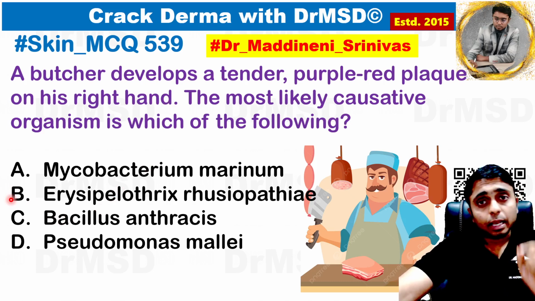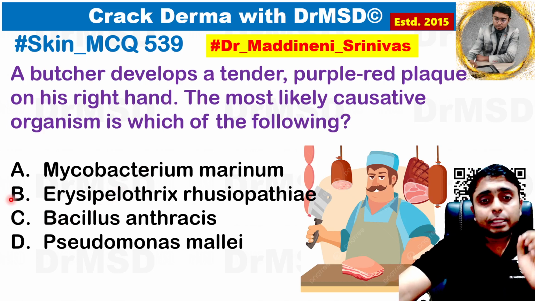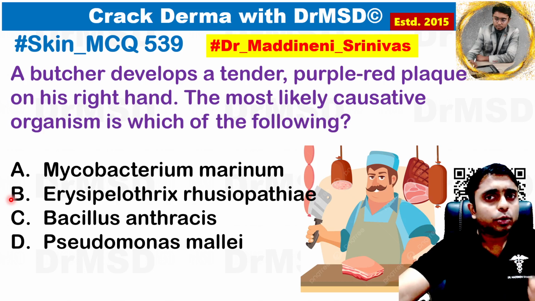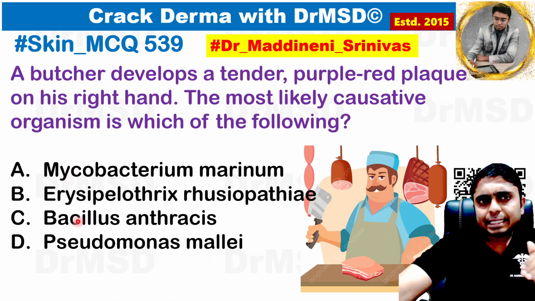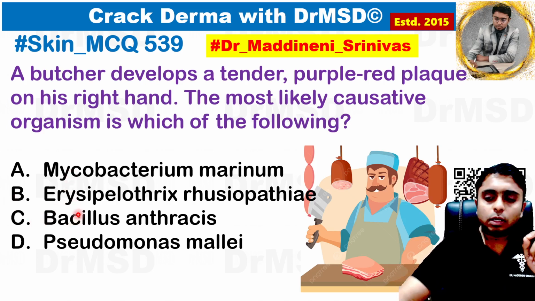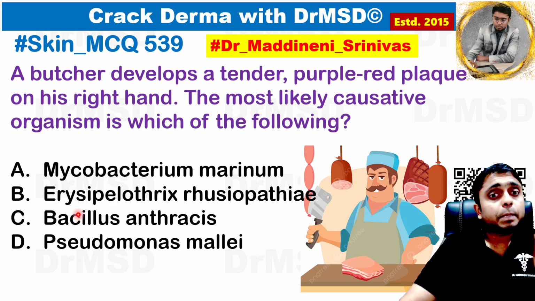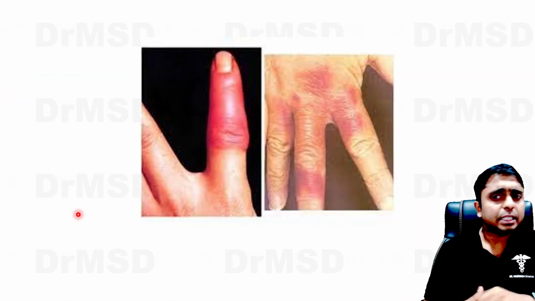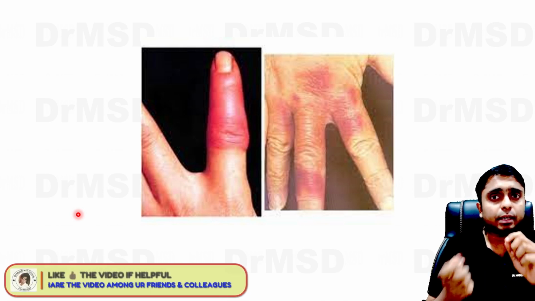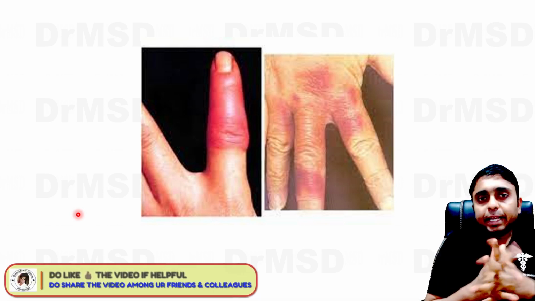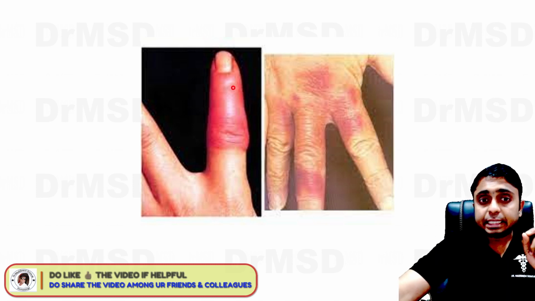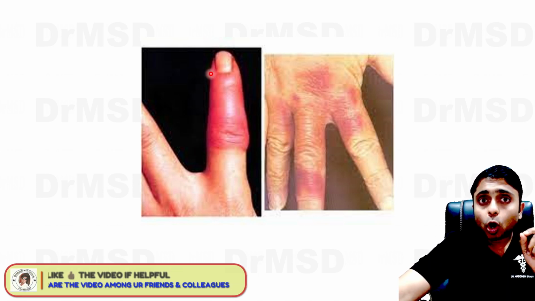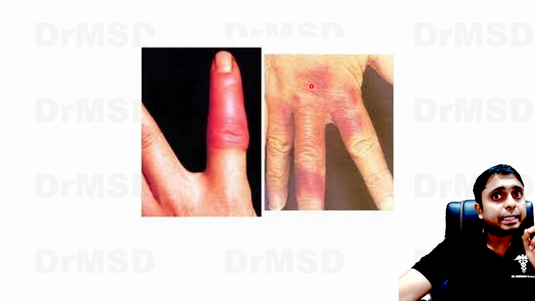Very important. Option B, Erysipelothrix rhusiopathiae, which is going to cause the disease named erysipeloid. Many students marked option A and C. So let me tell you how erysipeloid presents. This is the image where you are able to see the butchers, because of the possibility of coming in contact with Erysipelothrix rhusiopathiae from the meat. This kind of purple red block can develop over the hands.